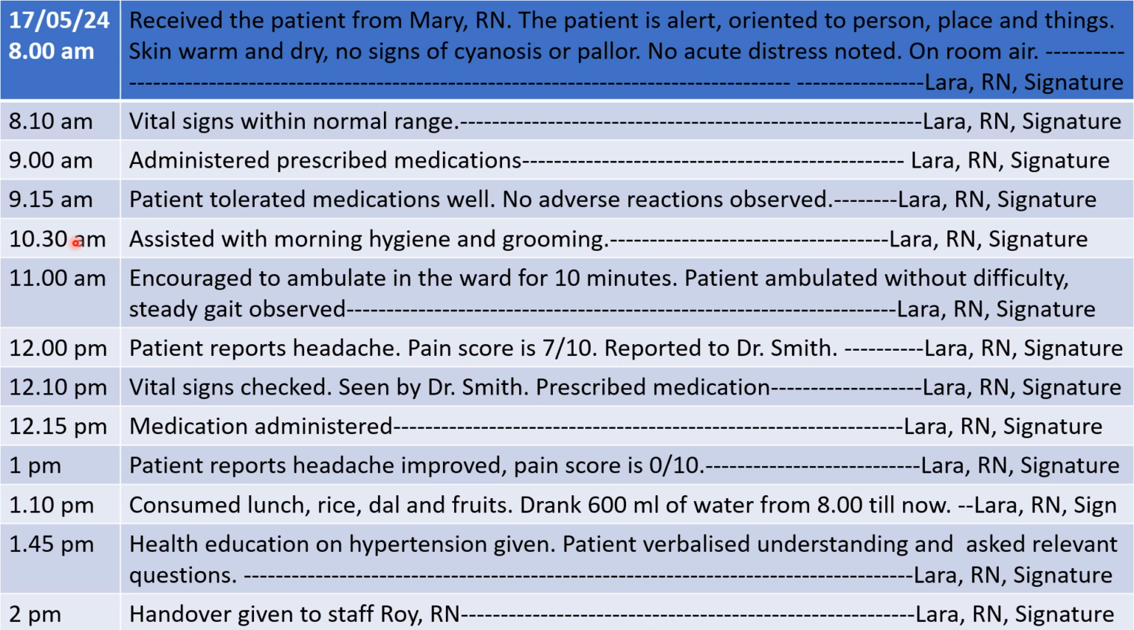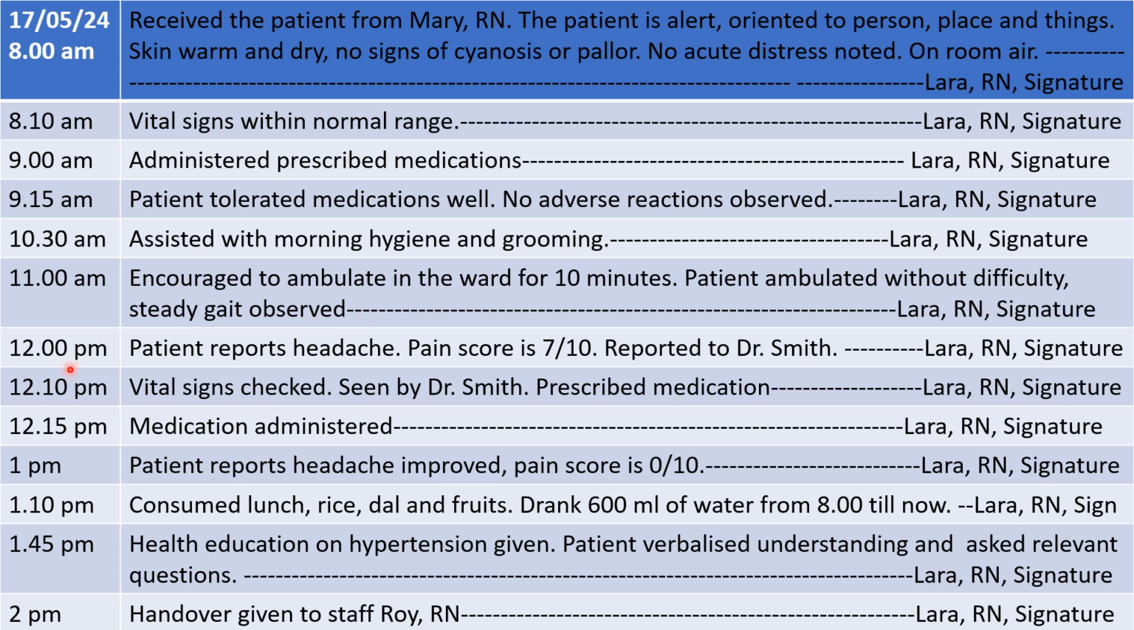9:15 a.m. again the nurse is writing "patient tolerated medications well, no adverse reactions observed." Later on the nurse was on some other duties and went to the patient at 10:30 a.m. for morning routine care: "assisted with morning hygiene and grooming." 11 a.m. "encouraged to ambulate in the ward for 10 minutes. Patient ambulated without difficulty. Steady gait observed." Here the nurse has written very clearly how much time the ambulation was done and how the patient responded to it.